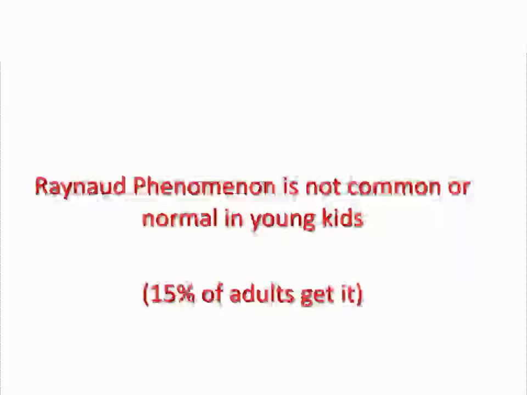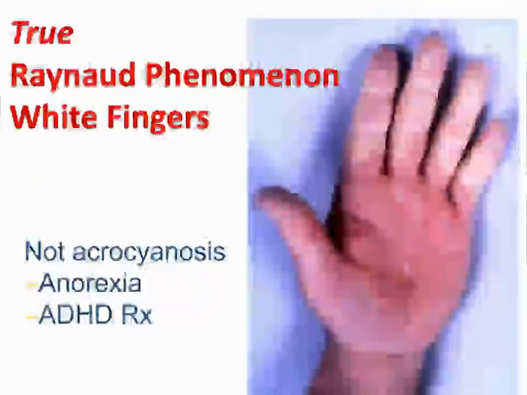In children, we worry a lot in a child that has true Raynaud's. This is the white phase, so you can see that the fingers are white and there's a very sharp demarcation where the white stops. That's different from what we call acrocyanosis, where a lot of kids can get just mildly blue hands. That can be associated with anorexia, with ADHD medicines. Some kids just have poor circulation. So we're talking about the true Raynaud's.